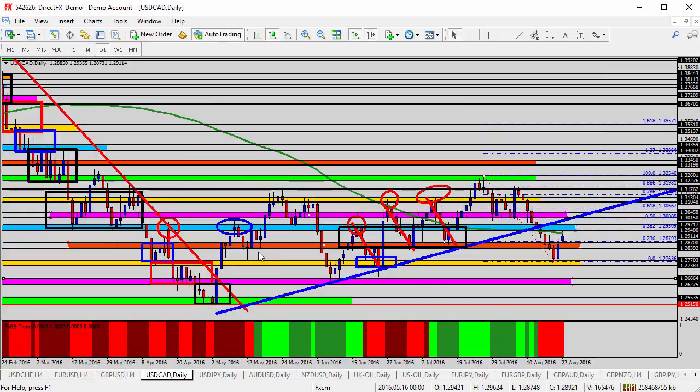Take it over here to the USD CAD, US dollar versus Canadian dollar. Last week we saw the breakdown of the blue trend line. Many weeks we saw it rising along that blue trend line. Last week it broke underneath it.